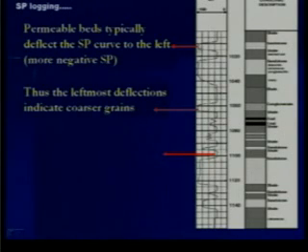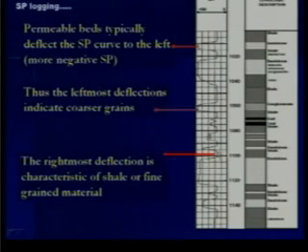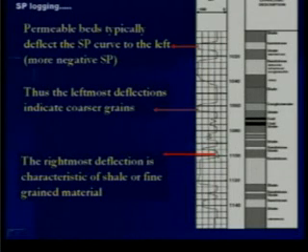Thus, all the leftmost deflections indicate coarser grained sediments and formation, whereas the rightmost deflections on the self potential log are characteristic of shale or any other fine grained material. Something like shale or clayey formation will be indicated by a deflection towards the right hand side of the log. So, these are all the applications of self potential logging methods.